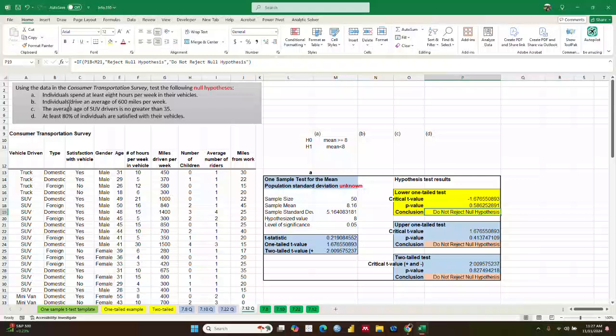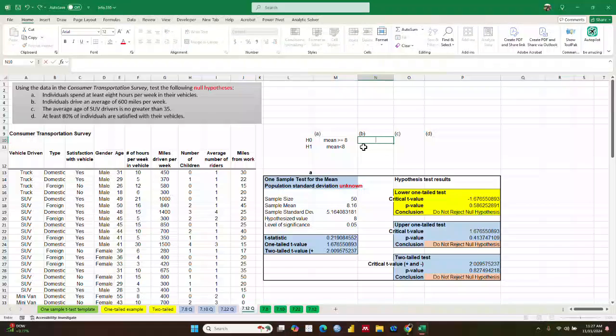Individuals drive on average 600 miles per week. So here we have a specific number and we want to see whether that specific number is correct or not. So our null hypothesis is equal to 600 and our alternative is not equal to 600. So let's do it again, copy the related template and interpret it.